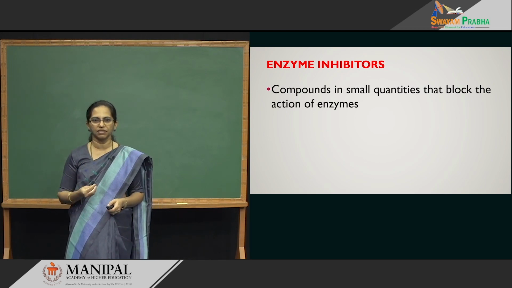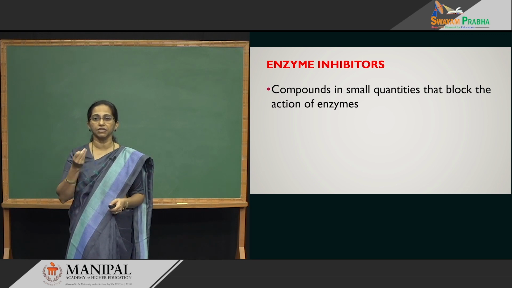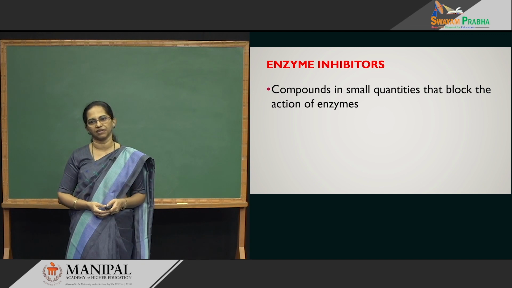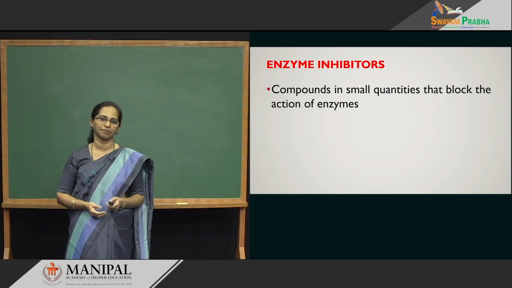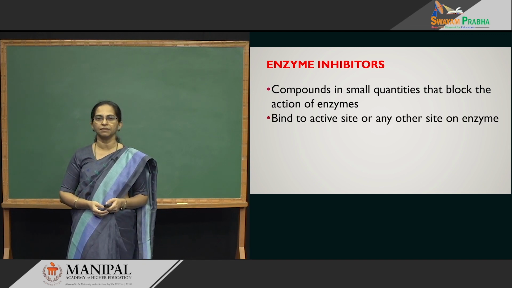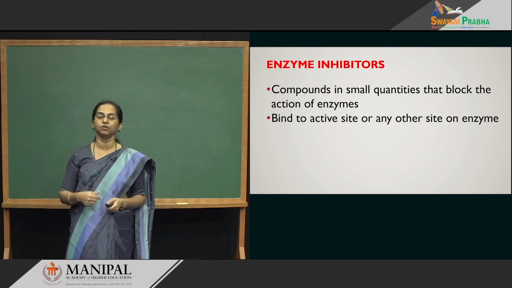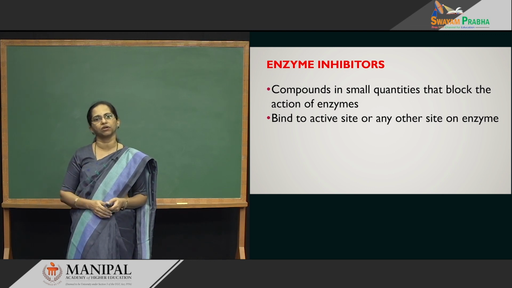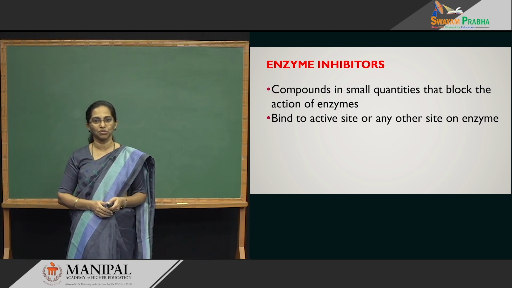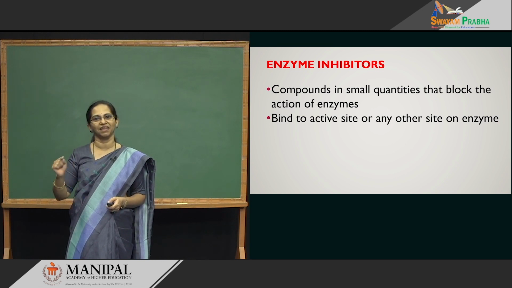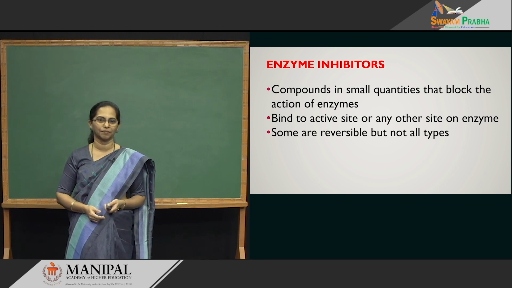They are compounds which, when present even in small traces, can actually damage the enzyme activity. So, it blocks the enzyme action. And where does it bind to? It can bind to the active site of the enzyme or to some other place on the enzyme, but what will it do? It will block the action of the enzyme. That is why it is getting the name enzyme inhibitor. Inhibits, does not allow it to act.